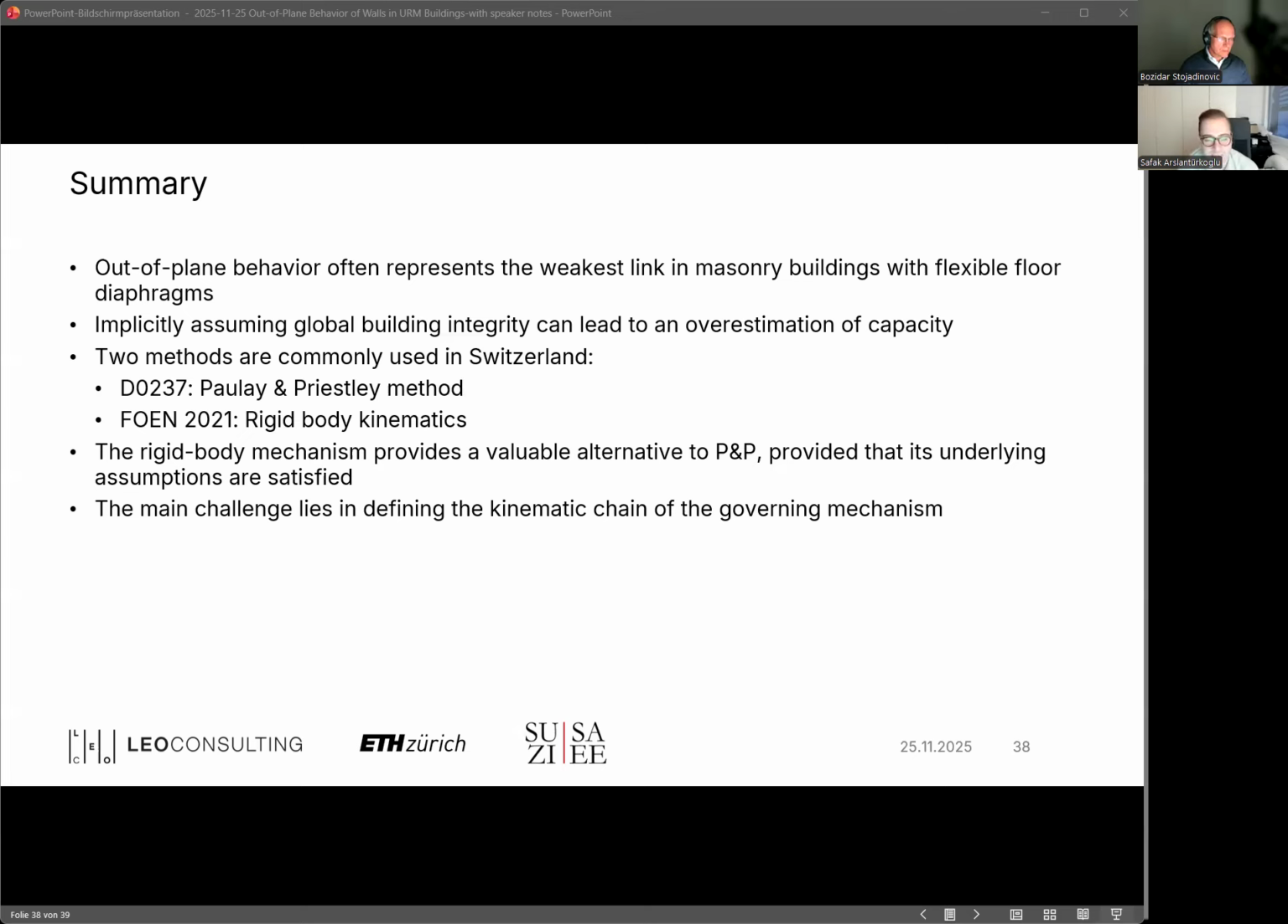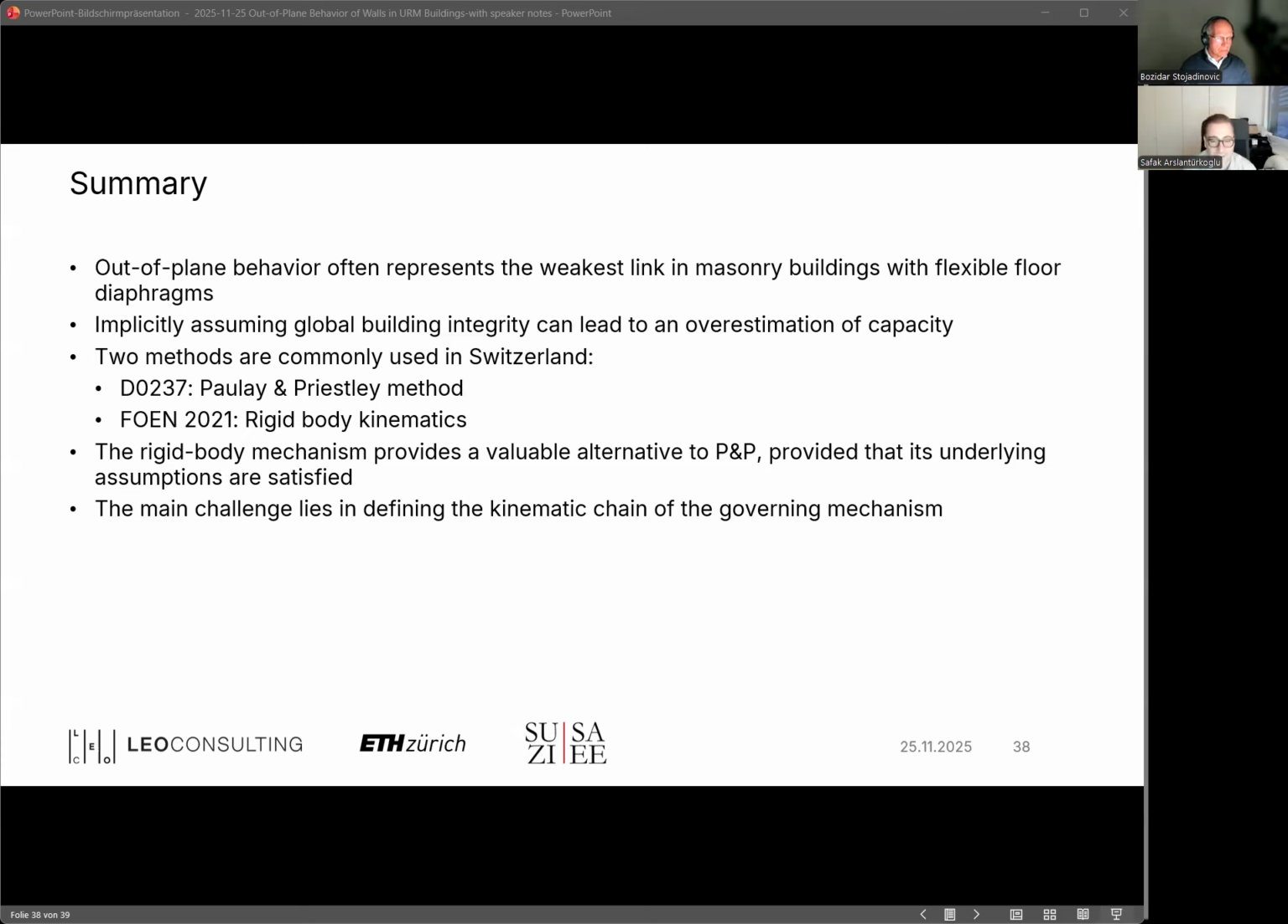The advantage is that it does not rely heavily on material parameters, where the uncertainty is large, but considers the assessment rather from a stability point of view. So rigid body motion is a valuable alternative to Paulay-Priestley, provided that the underlying assumptions are satisfied. And across all methods, the main challenge is always the definition of the kinematic chain. Regardless of the method, the challenge is indeed the definition of the governing mechanism, because it is not obvious to tell which mechanism is likely to occur.